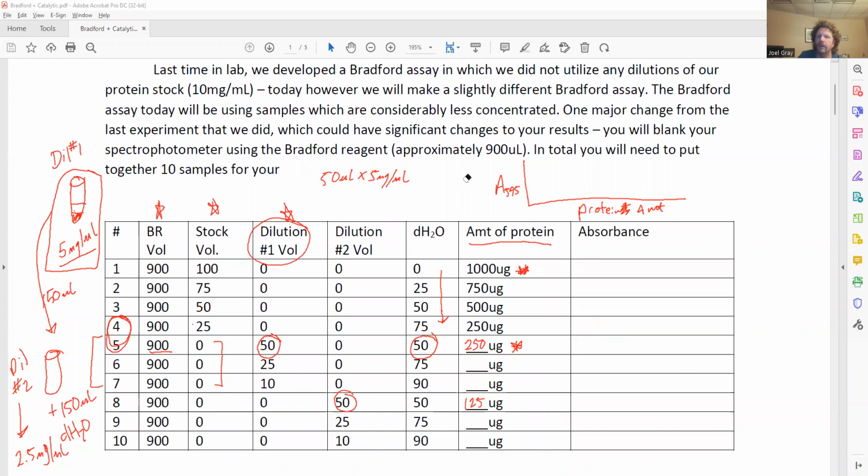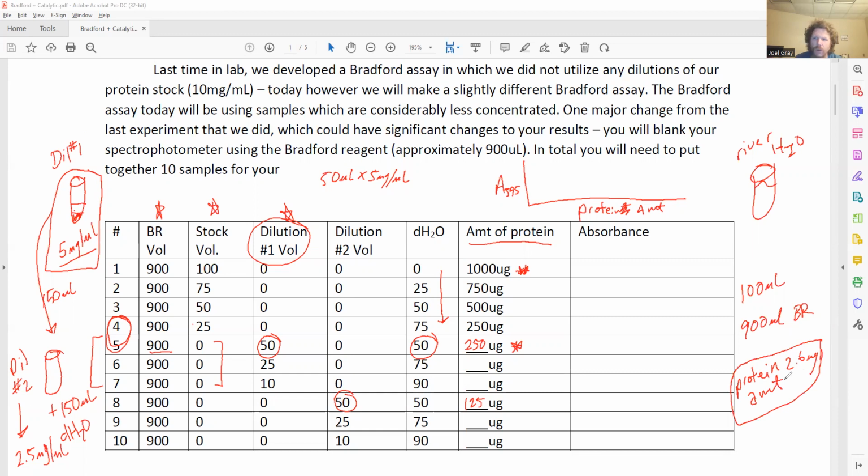Now, what makes this a little bit different, and the benefit of this, is, let's say hypothetically that you get a protein sample, somebody brings you a river water. And you take that river water and you take 100 microliters of that, and you add it to the 900 microliters of Bradford. You can solve for protein amount. And let's say that it's 2.6 micrograms. Now that amount of protein is going to be very, very low. The concentration of that sample is going to be very, very low.